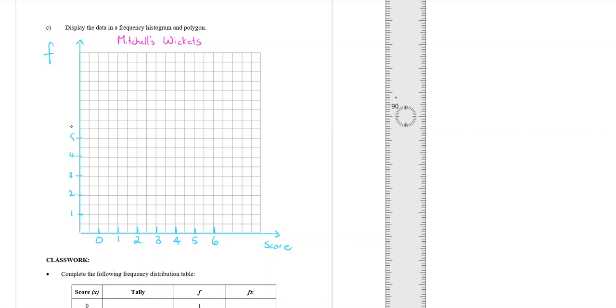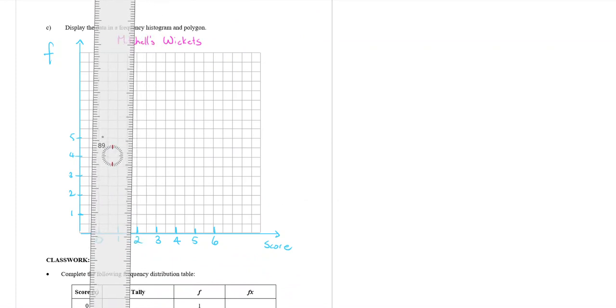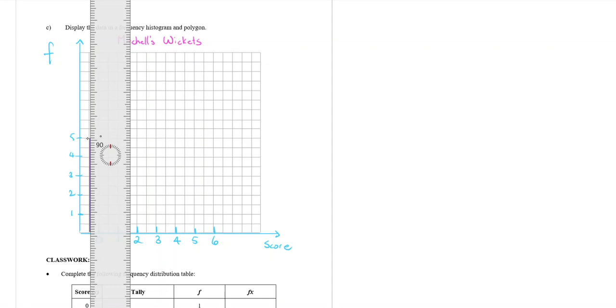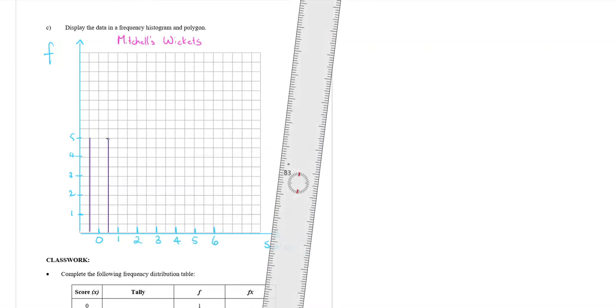Now we want to draw the histogram. Now, the score of 0 happened 5 times. Now, you should be doing this nice and straight with your ruler. You want to start one space from the end, and your column should look like that. So that the 0 is right in the middle of the column, and the column is half on either side of it. You can colour it in if you like, yes.